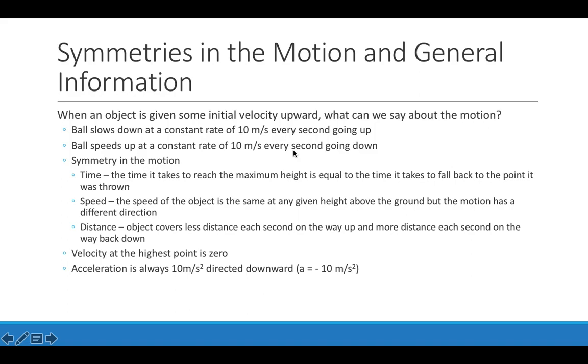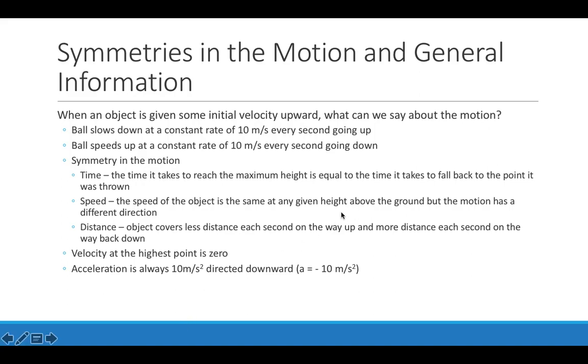So just a summary of what we just looked at. If an object is given some initial velocity in the motion, the ball will slow down at 10 meters per second every second going up. It'll speed up at 10 meters per second coming back down. The time it takes to reach the maximum height equals the time it takes to come back down again. Speed at any height is the same.